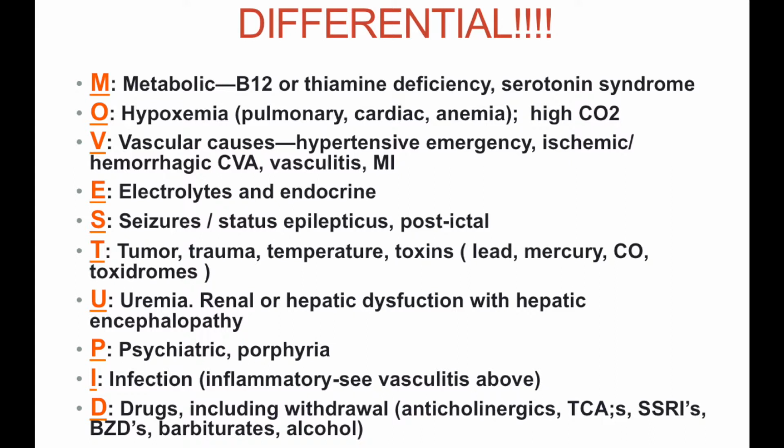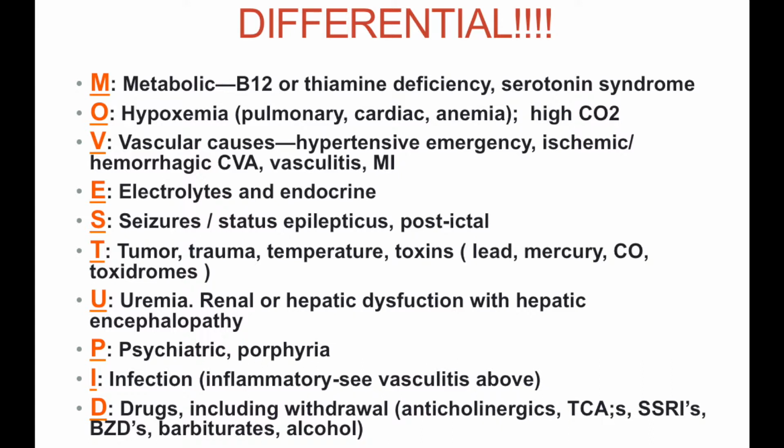There is an actual acronym or mnemonic device, which is MOVE STUPID. Starting with the M, which is metabolic, do they have any sort of B12 or thiamine deficiency? This happens in alcoholics. Typically they get a big thiamine deficiency and they can become altered. Serotonin syndrome is an issue patients have with SSRIs such as Paxil. A lot of the antidepressants can cause a serotonin syndrome when mixed with other drugs.